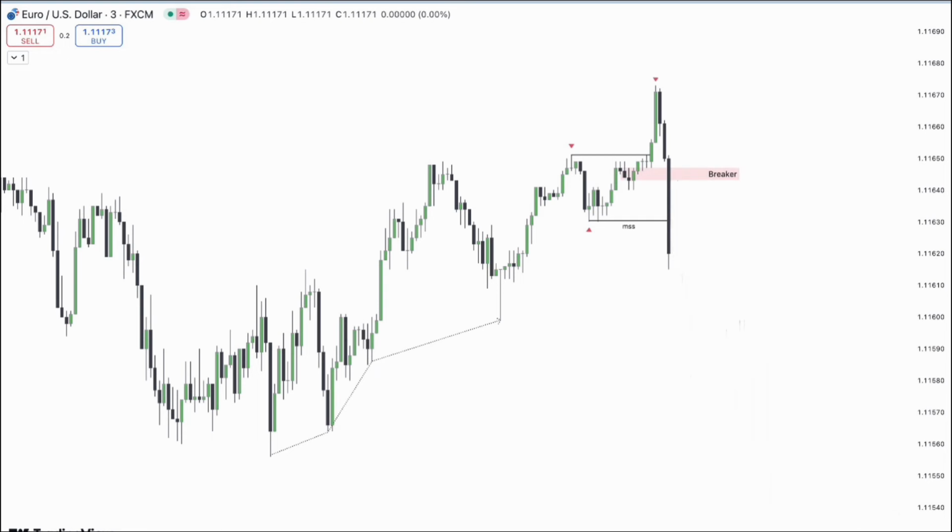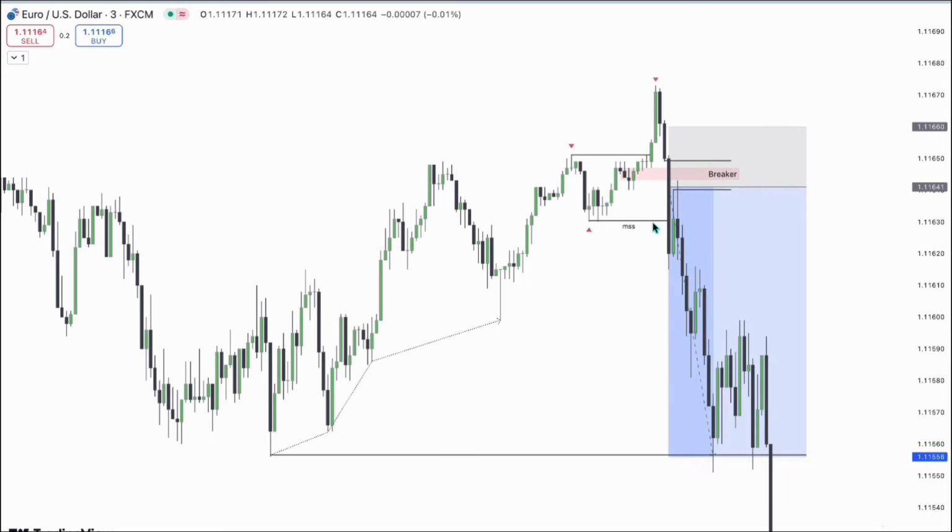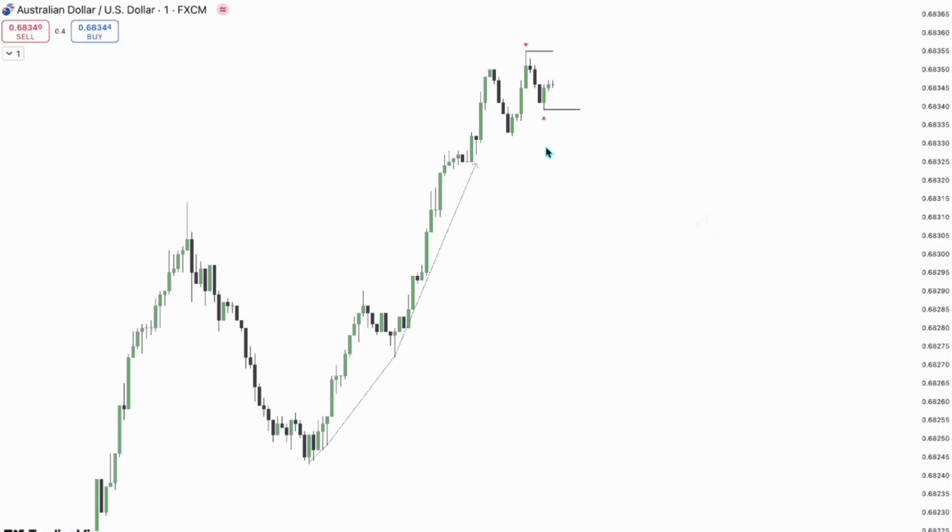With the unicorn model, we also need to check for an overlapping fair value gap. There is one here, as the high of this candle doesn't overlap with the low of the next, creating a gap. I'll look to enter around here, with a stop loss either above the high or above the breaker block and fair value gap. Let's see how this works out. Price taps into the gap and moves lower, taking out the lows. Now we move on to our next example.